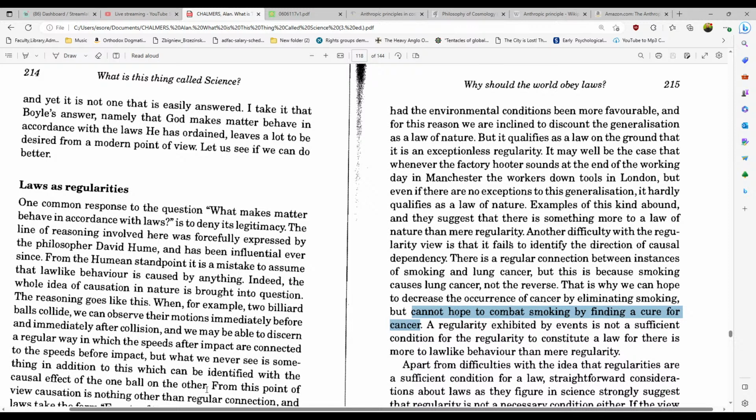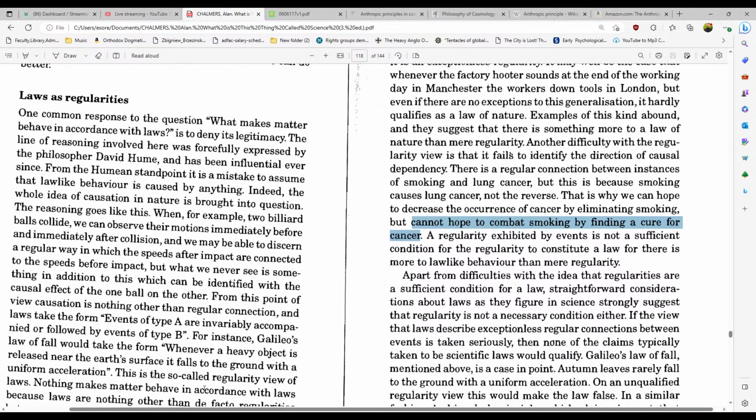Yeah, absolutely. Regularity exhibited by events is not a sufficient condition for regularity to constitute a law. For there is more to law or law-like behavior than mere regularity. Amen, right? You can all agree with that. So look at all the difficulties for the regulators mounting up. Apart from the issue that regularity would serve as a sufficient condition for law, straightforward considerations about laws as they figure into science strongly suggest that regularity is not a necessary condition either.